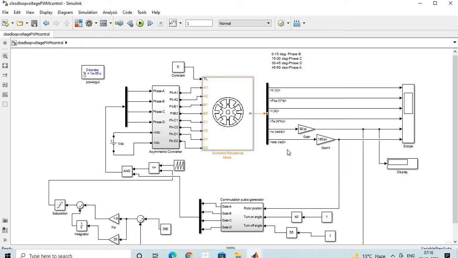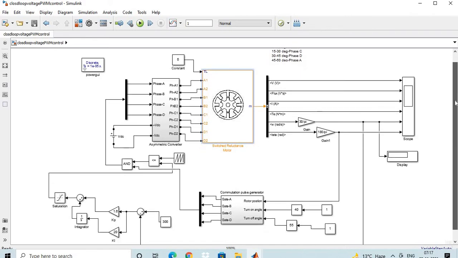Then theta, which is given in radian, is multiplied by a 180 by pi gain, so that it will be converted into degrees. So I repeat, we'll check the voltage, flux, current, torque, speed and theta characteristics as an output. For that purpose, we have connected a scope here.